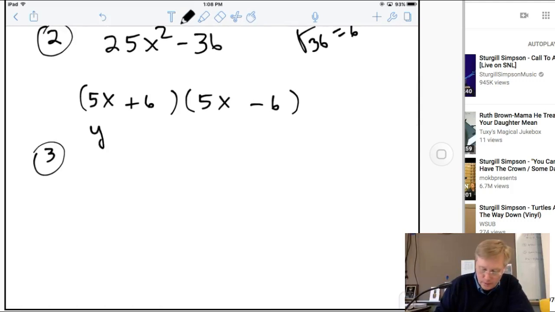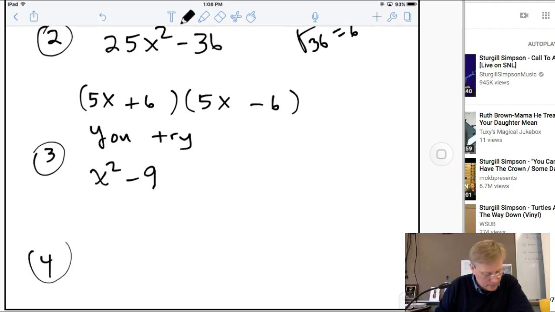You try. See if you can factor this one first. And you can do this one second.